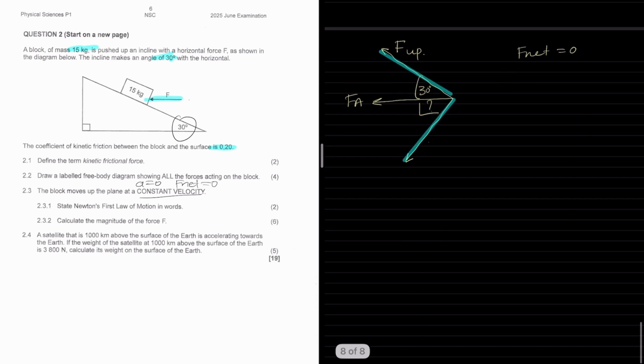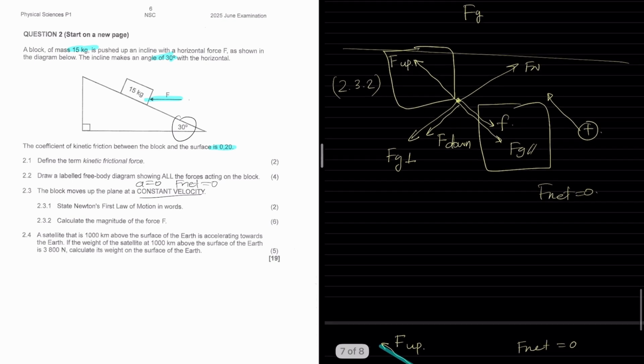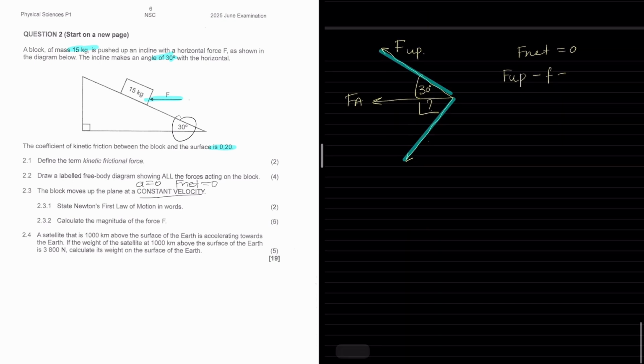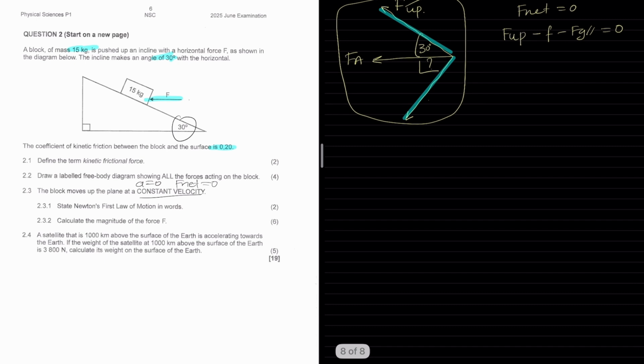Now, F up minus friction minus Fg parallel is going to equal 0. Now we need to start looking at components. So let's take these three forces and make a triangle out of it. So I can take the force up like so. I can take the force down like so. And then the force itself is going to be here.